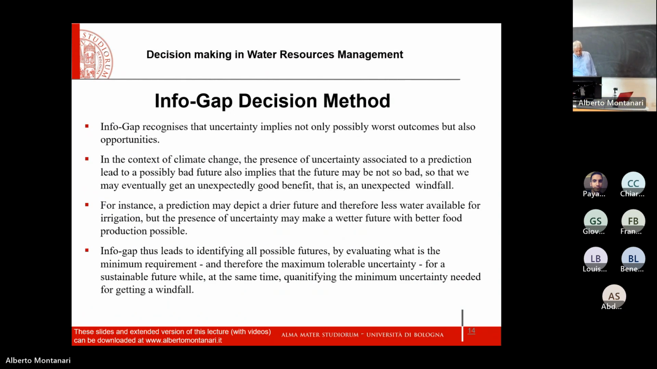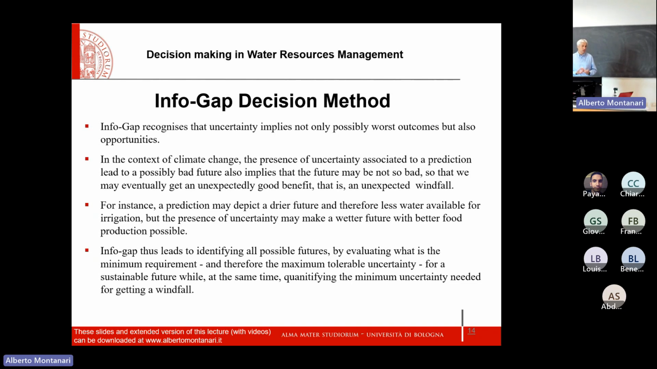Now, there are many repetitions in these slides, okay? So if you look at the first bullet point, InfoGap recognizes that uncertainty implies not only possible worst outcomes, but also opportunities. There are many repetitions because I use repetition to stress the concept. In the context of climate change, the presence of uncertainty associated to a prediction leads to a possibly bad future, but it also implies that the future may be not so bad.